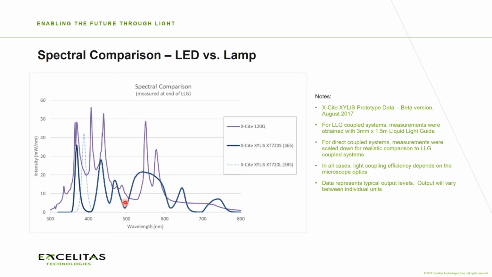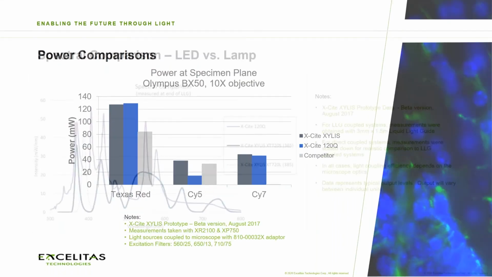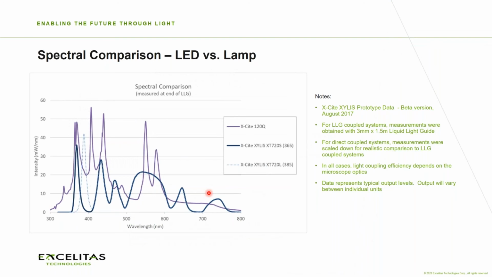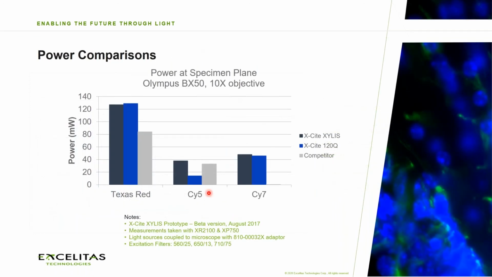So this is great. You know, this is the actual power that comes out of the light guide. But what's happening at the actual sample plane? So for that, we went to an Olympus microscope, and we just focused on the green gap excitations, which would emit in the red, Texas red, Cy5, and Cy7. In the black, you see one of our new broadband LED products. In the blue, you can see one of our own bulb products, and that was our benchmark, is we wanted to be as good or better than our own bulbs. And then in the gray, you have a competitor.